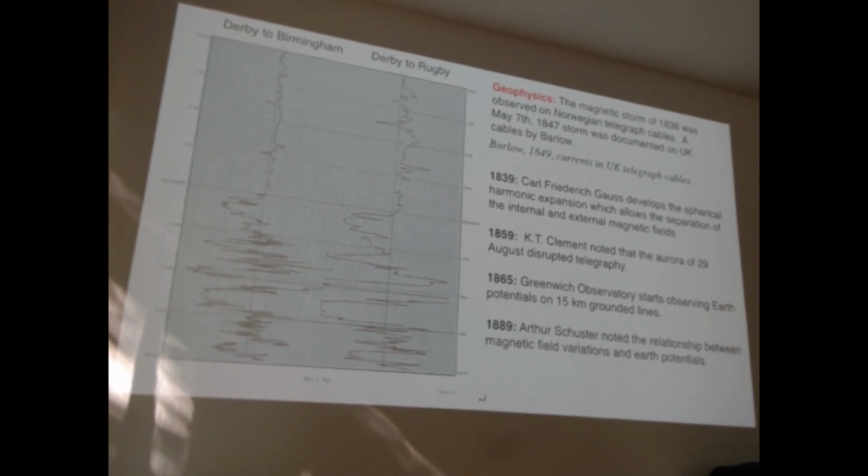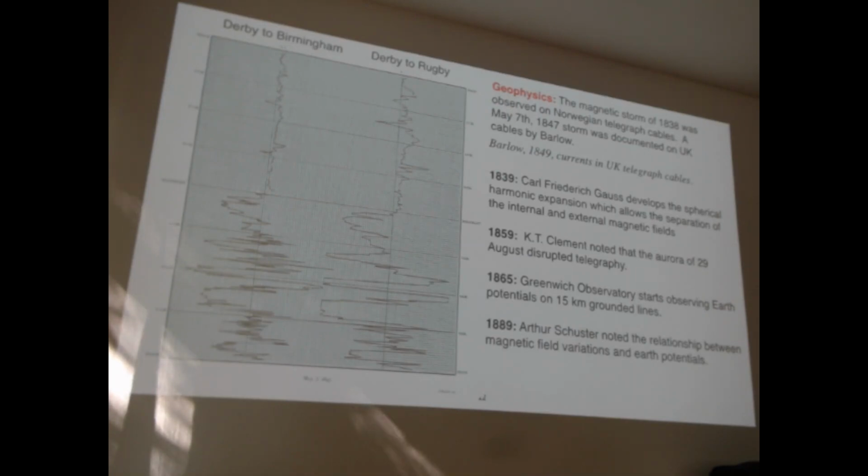when people created telegraph wires, they started stringing these electrical wires across the ground to carry conversation signals. They noticed that magnetic storms created electric fields in these wires. And so here's a very early picture of the signal in telegraph wires during a magnetic storm.